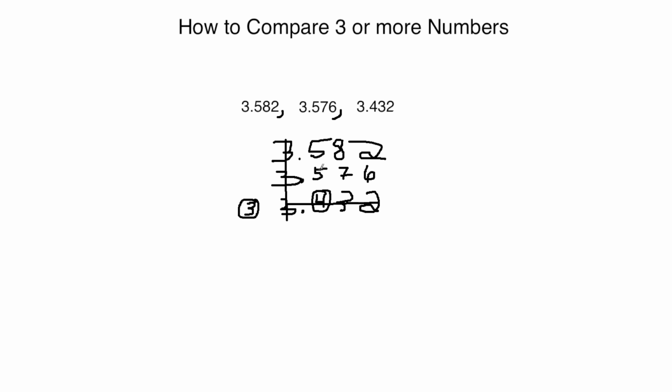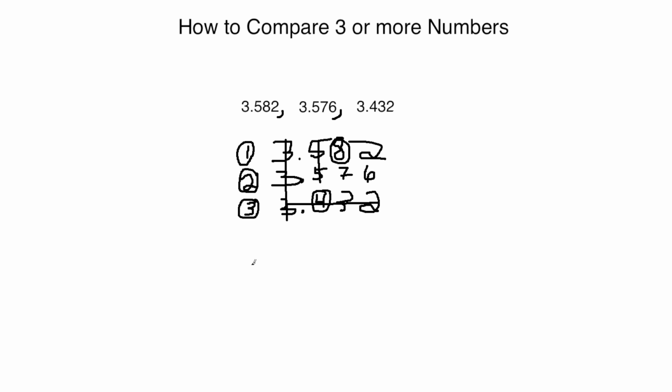Now let's go back and compare. We got a 5 and a 5. Those are the same. Now we go to the hundredths place. We have an 8 and we have a 7. Well, 8 is greater than 7, so this would be the first one that you write from greatest to least. And then a 2 out here for this number.